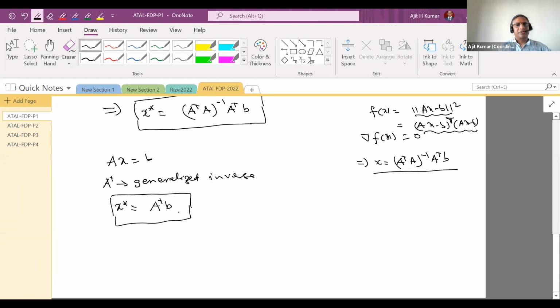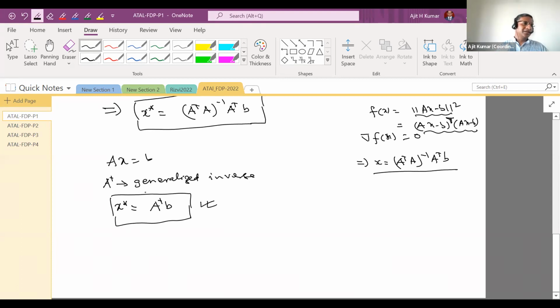Generalized inverse of A times B. Okay, so if we know how to define the generalized inverse of a matrix, which could be a singular matrix or any rectangular matrix, we can always define its generalized inverse. Then this will be the solution.